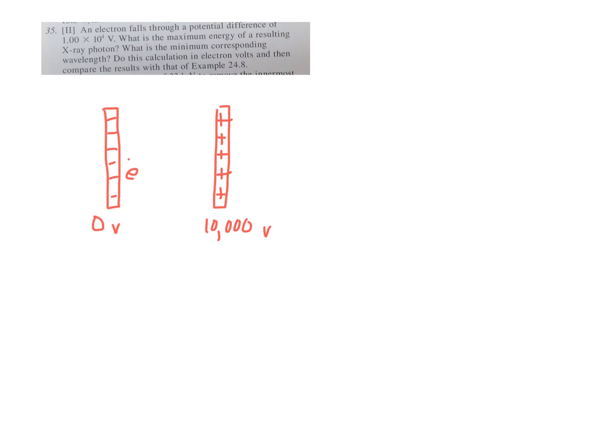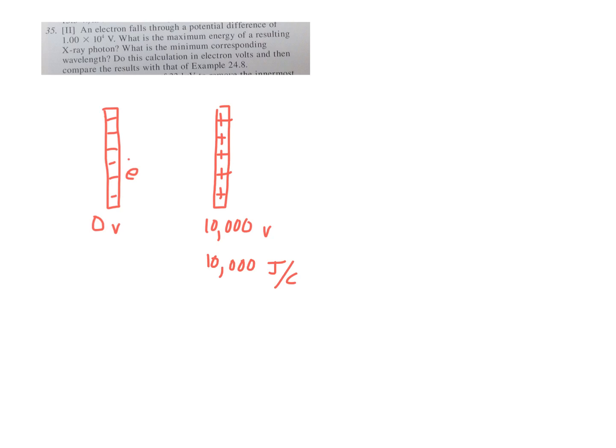But bottom line is, a typical situation would be where you have 10,000 volts, which is 10,000 joules per coulomb, which might help you get started. Always helps me. The electron will fall through that or travel across that and pick up kinetic energy. Right now it has potential energy of 10,000 joules per coulomb. It says, what is the maximum energy of the photon? Well, it's going to be the energy that the electron gains.